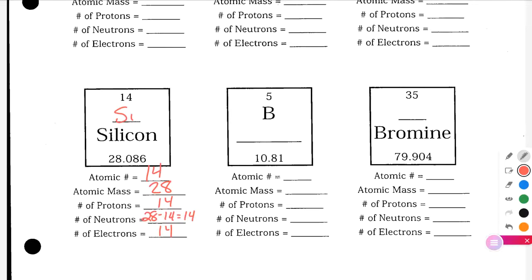Okay, for number 5, atomic number 5, Harper, B stands for? Boron. Atomic number is what, Jude? 5. Atomic mass rounded to the nearest whole number, Reese? 11. Good job. Number of protons, Maya? 5. If that's 5, what else has to be 5? Electrons. How do I find my neutrons? Sophia, what's my subtraction sentence to find my neutrons? 11 minus 5. Good job. 11 minus 5 equals 6.